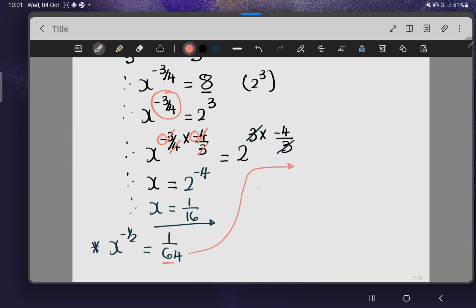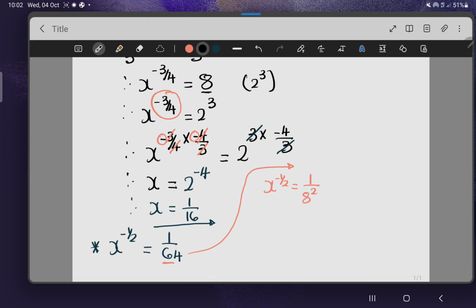We have to change the 64. That will be x to the negative 1/2. It's equal to, we can change it in terms of 1 over 8 squared if you want to. You can change it as that. But we have to take that 8 to the power of 2 up.